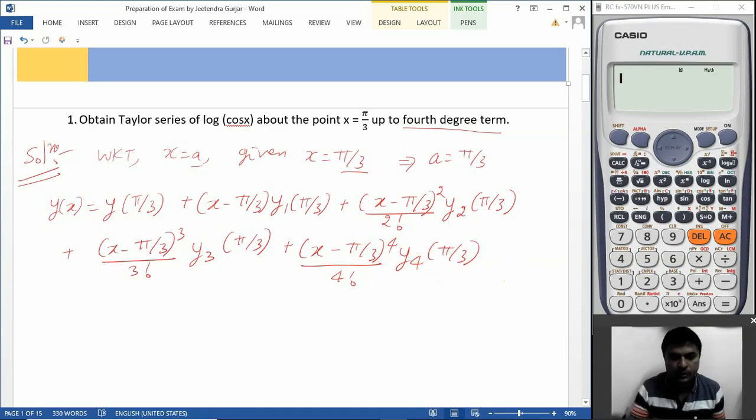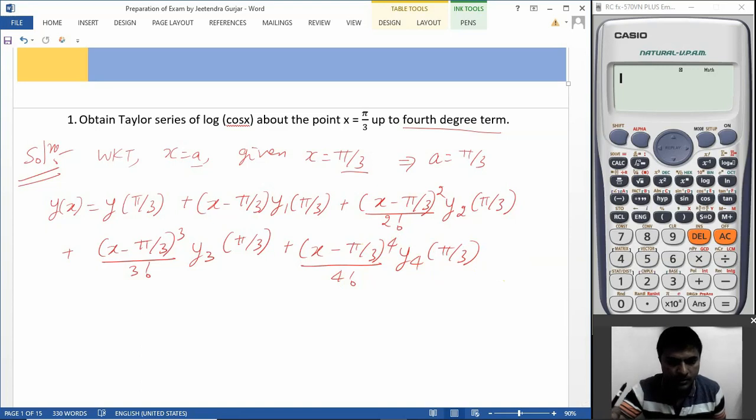Many students will lose marks because they have not seen the 4th degree term. So the keyword is very, very important: 4 degree term means you have to write up to the 4th degree. If you don't write the 4th degree, you will not get the marks, you will get 0.